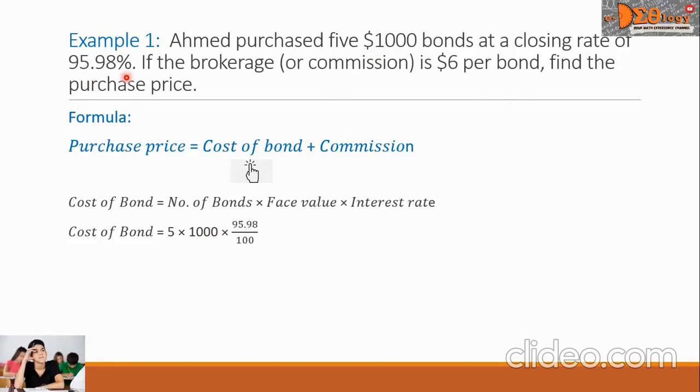95.98%. But in here, we're going to express it as a fraction. So we write here 95.98, dropping that percent sign, then over 100. Using our calculator, the value is $4,799.